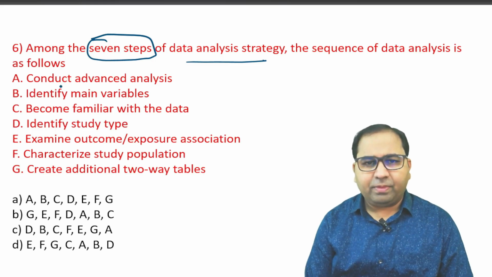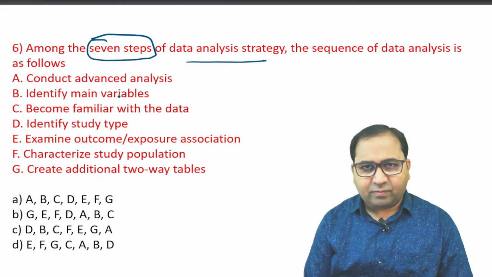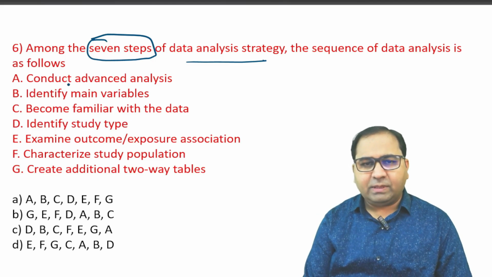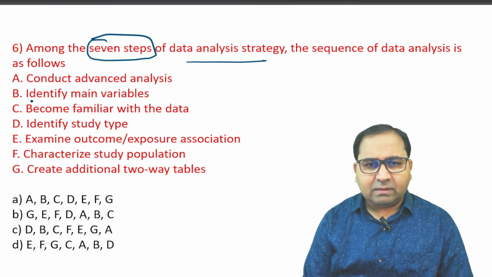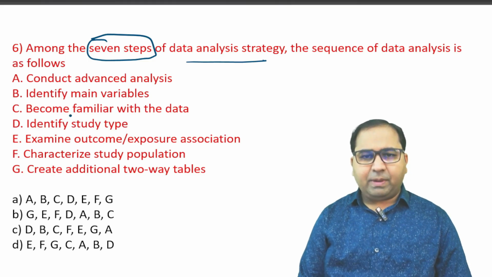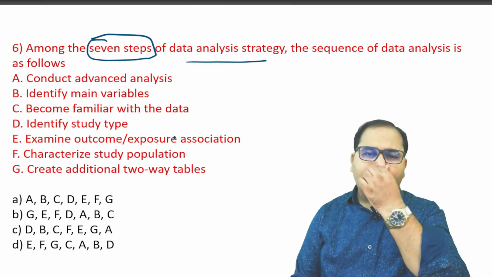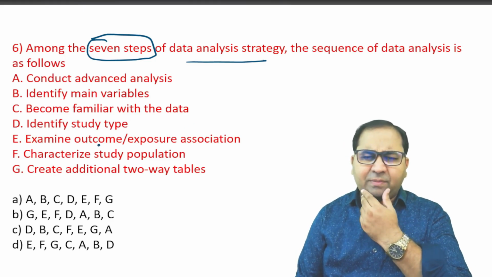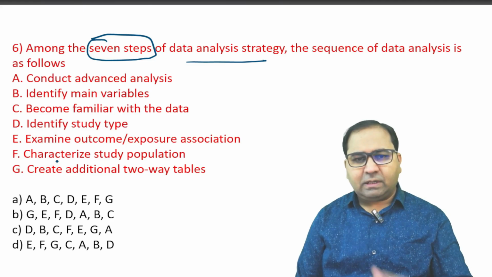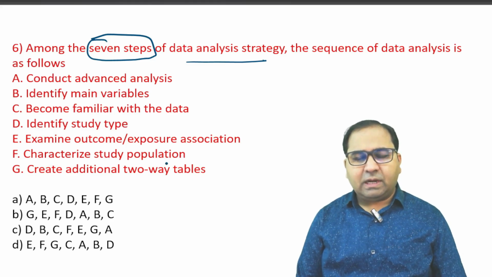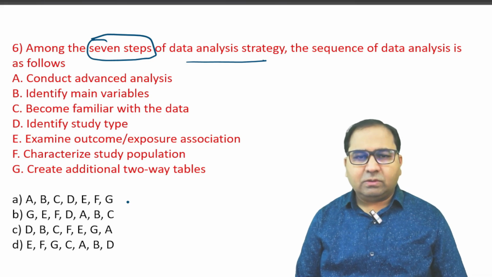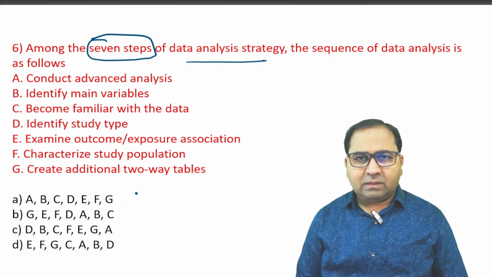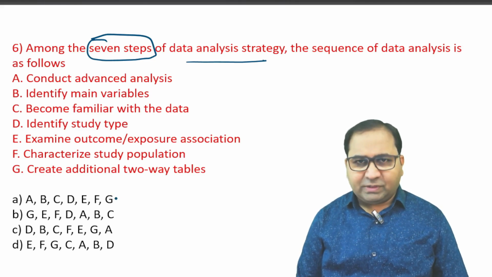Options are A. Let us see what steps they have mentioned in the question. They have mentioned conduct advanced analysis, then identify main variables, then become familiar with the data, then identify the study type, then examine the outcome and exposure association, then characterize the study population, lastly create additional two-way tables. So we have to put all these given steps in the right order or sequence. So what is the answer for this question?